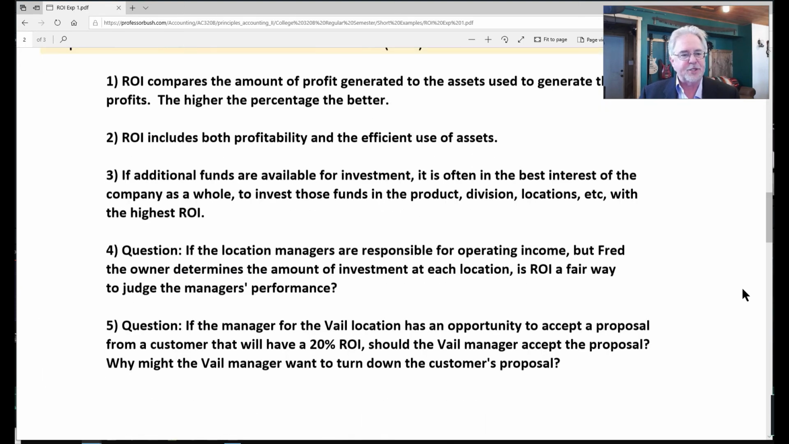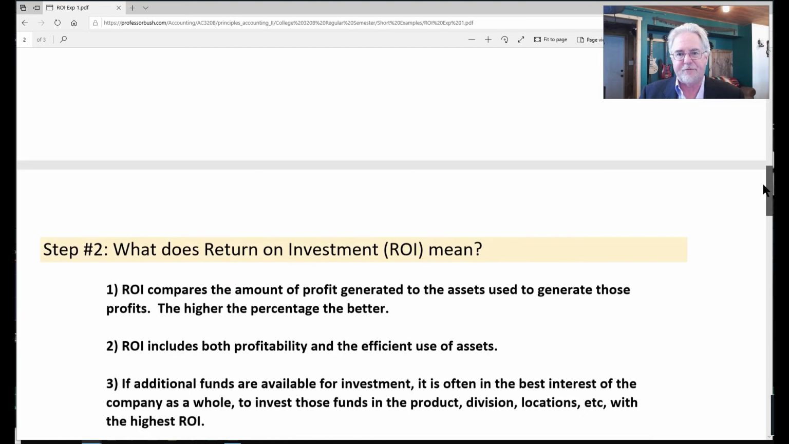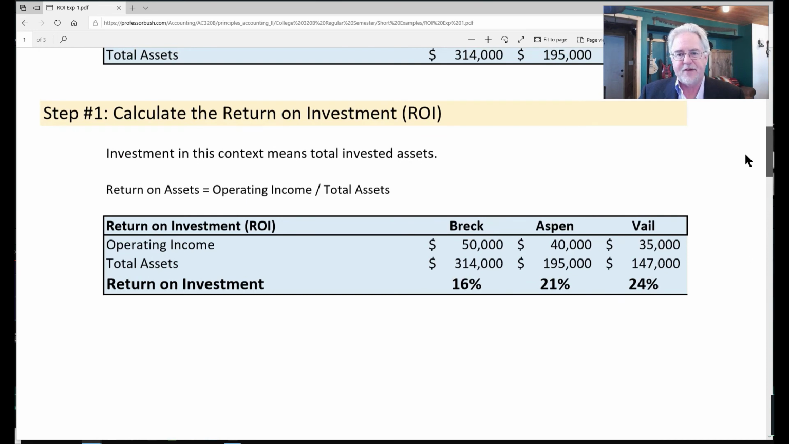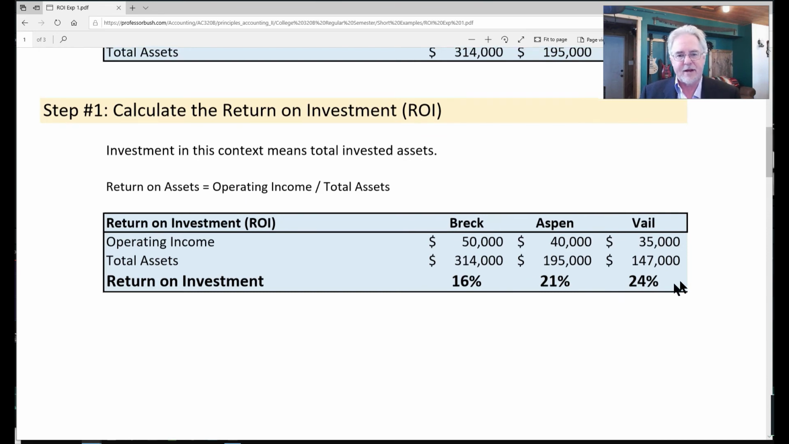And question number 5, the manager for the Vail location has an opportunity to accept a proposal from a customer that will have a 20% ROI. Should the Vail manager accept the proposal? Going back up here to the financial information, here's Vail. They've got a very high return on investment, 24%.